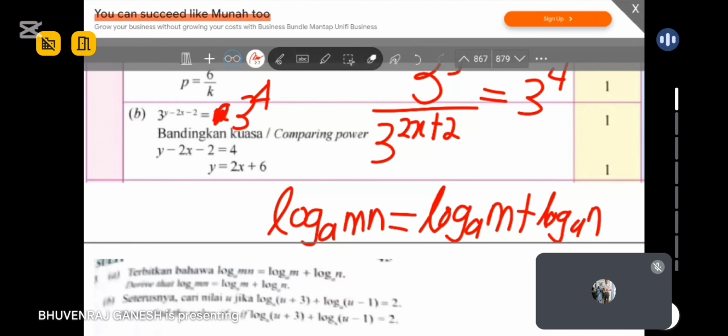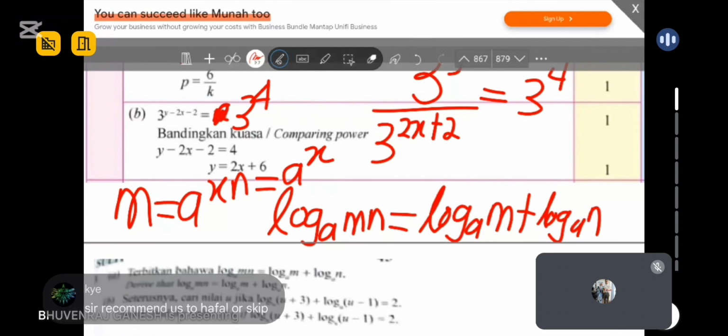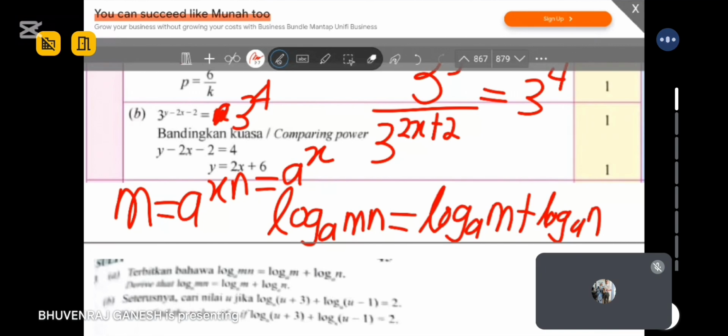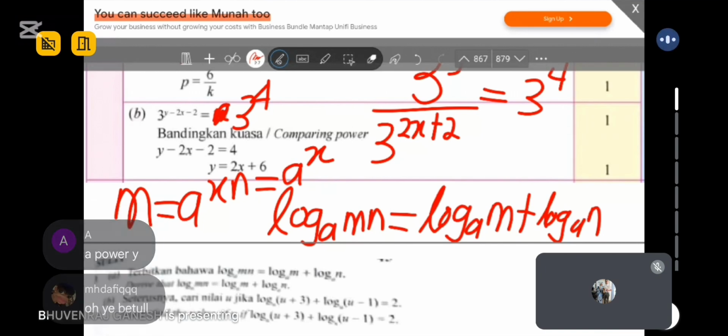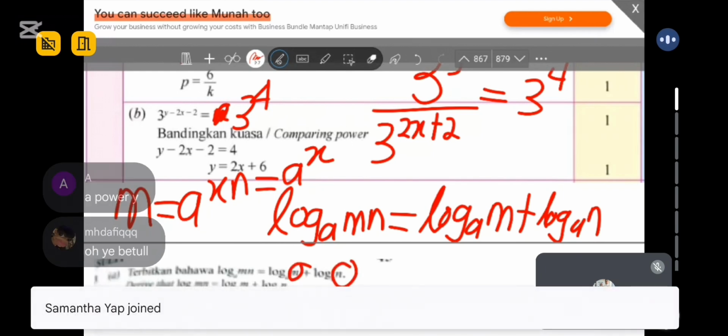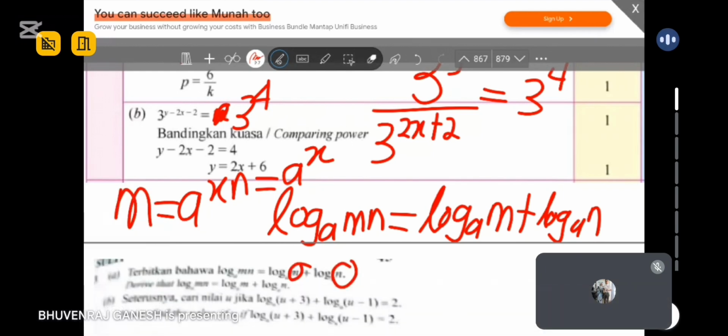Okay, you must do an assumption, guys. So what is the assumption? You can assume something like this: M equal to A power X and N equal to A power X. So yeah, this is one method. Afiq, kamu kena guna kuasa yang berlainan kat sini. Kamu kena guna kuasa berlainan sebab ada huruf berlainan kat sini. There is different letter, so make sure you use different power also.